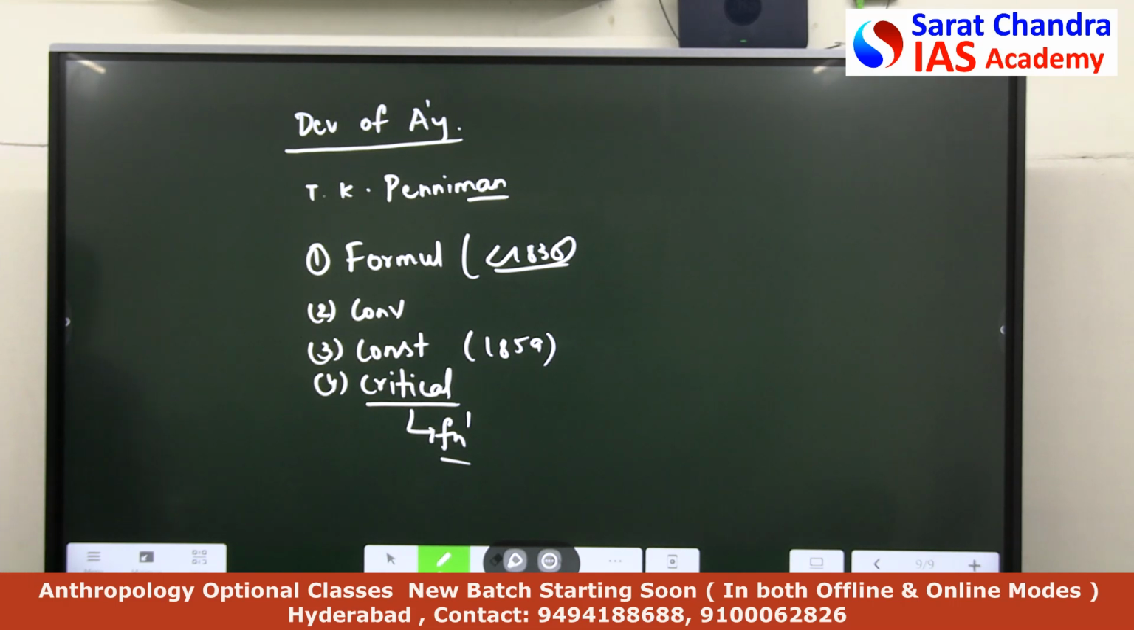T.K. Penniman, right, development of anthropology. T.K. Penniman, in his book 100 Years of Anthropology, has divided the development of anthropology into 4 phases.